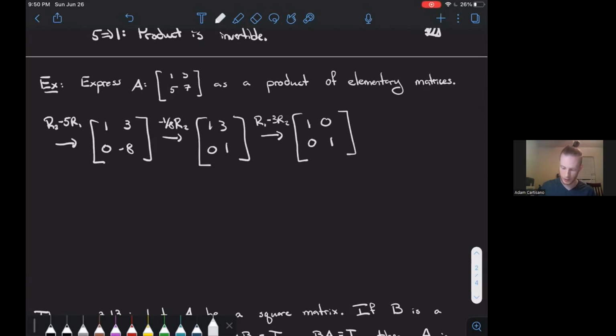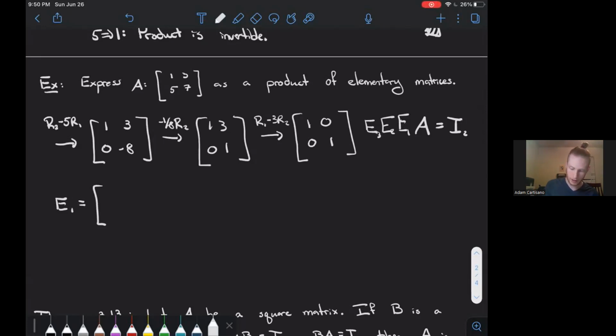So the way that I like to do this is I put the identity is A. We have 3 row operations, so we'll just call them E1, E2, E3. The first row operation will have elementary matrix. Well, what do we do? We take 5 row 1 and subtract it from row 2 of the identity.